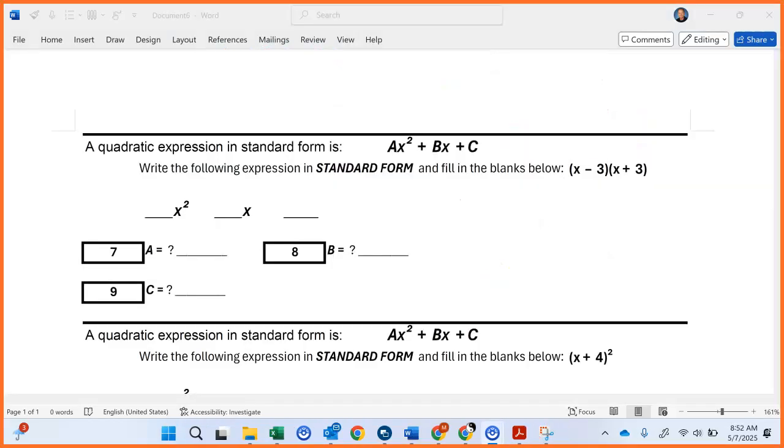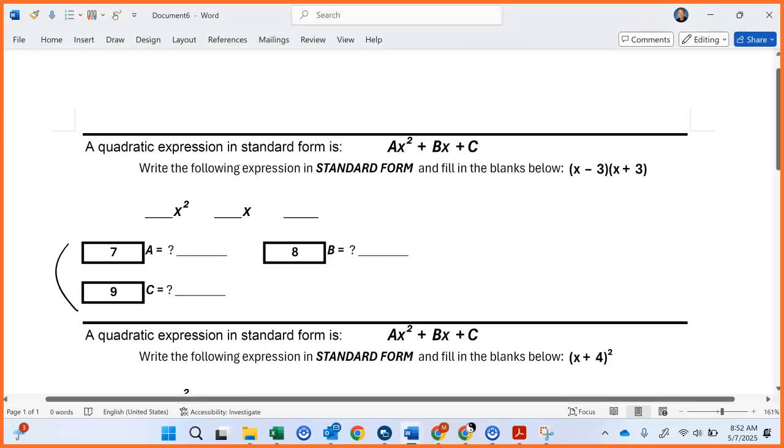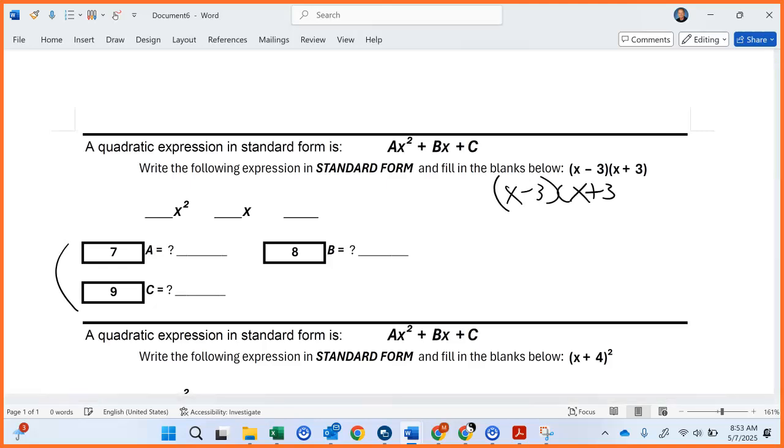Here's the next problem, 7 through 9. Same thing. So we're going to go x minus 3, x plus 3. So we go like this, x squared, and then like this, plus 3x. Then we start here, negative 3x. And then here, negative 3 times positive 3 is going to be negative 9.